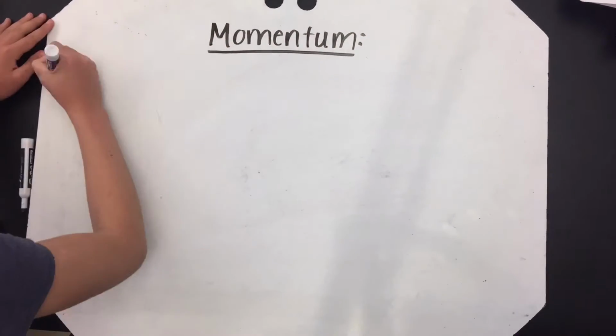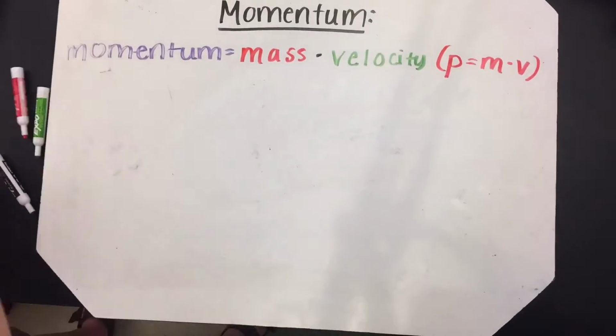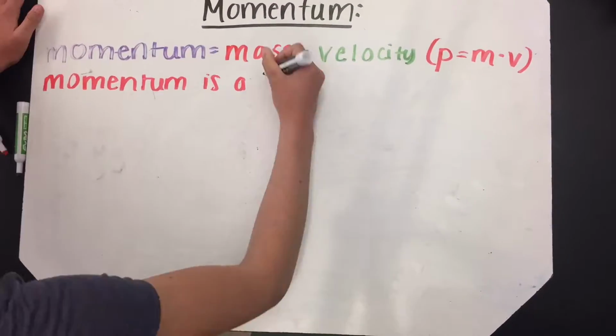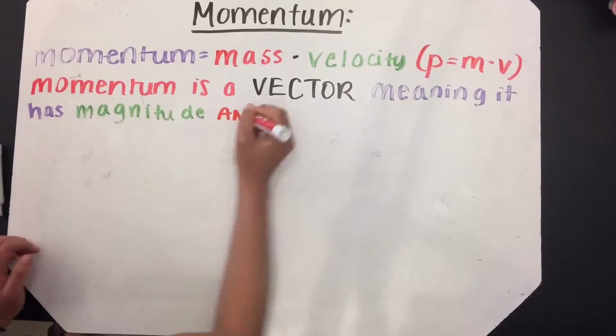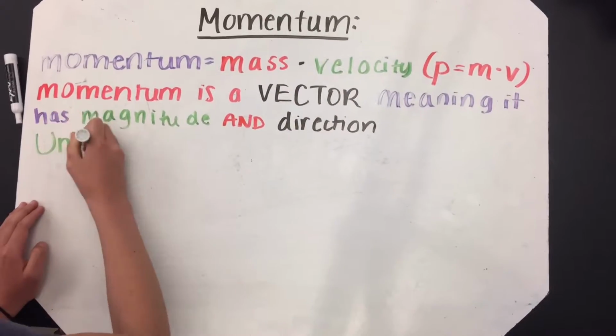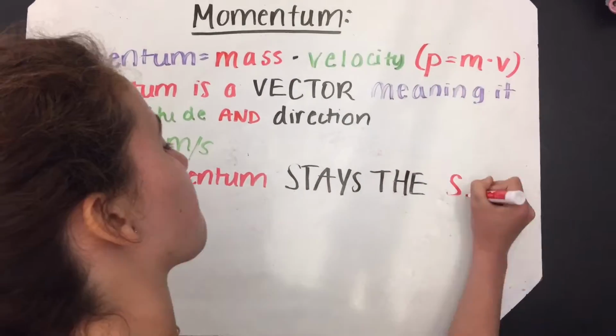Momentum. The formula to find momentum is mass times velocity, or P equals mv. Momentum is a vector, meaning it has magnitude and direction. The unit used for magnitude is kilograms times meters per second. The total momentum before and after a collision stays the same, which is the law of conservation of momentum.